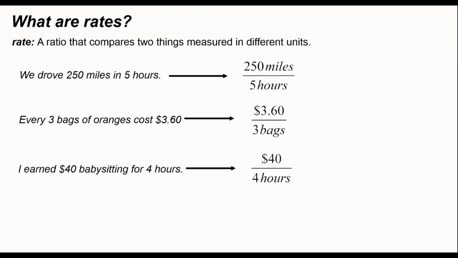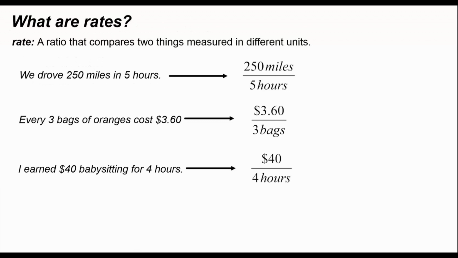A rate is a type of ratio that compares two things measured in different units. So it's still a comparison of two things using division. That's what a ratio is. But now we're comparing things that are measured in different units. We're measuring two different types of things. So some examples of rates here.